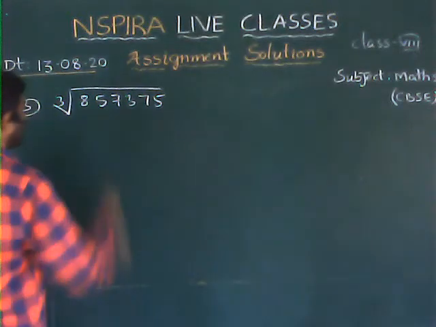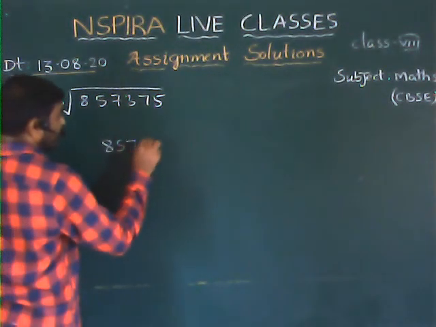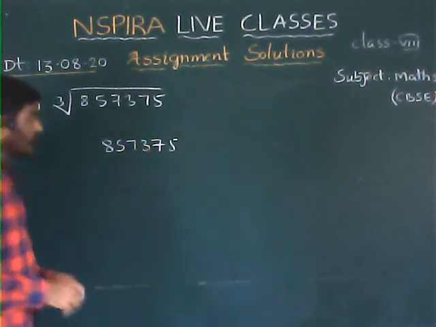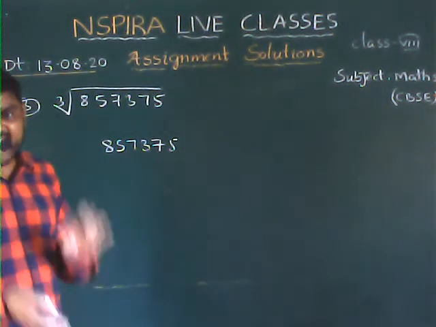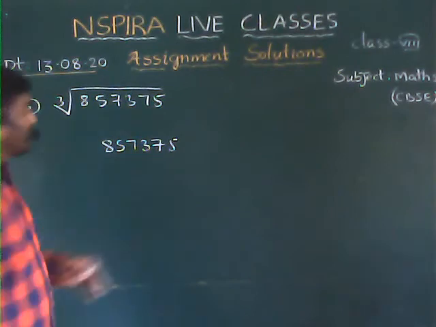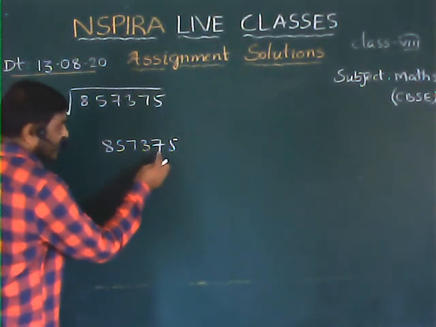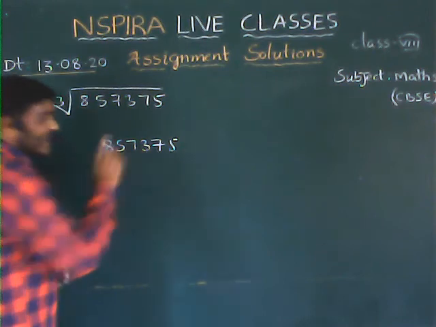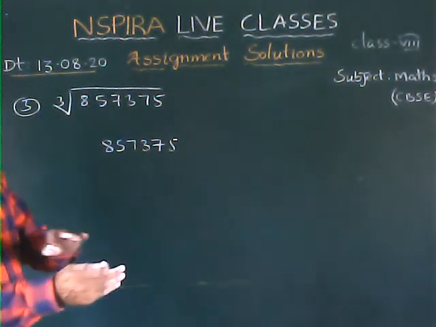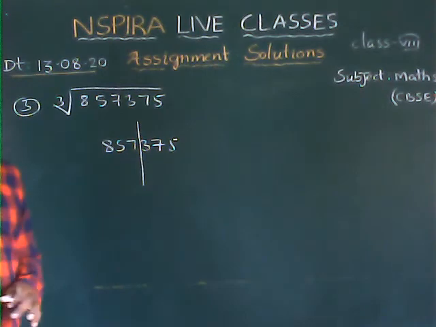For example, I will take this number, 857375. Now this number will be divided into parts from right to left, every 3 digits as one group. See that 5 is the units digit, next 7 is the tens digit, next 3 is the hundreds digit. These are the first 3 digits from right to left. So I will divide them in this way.